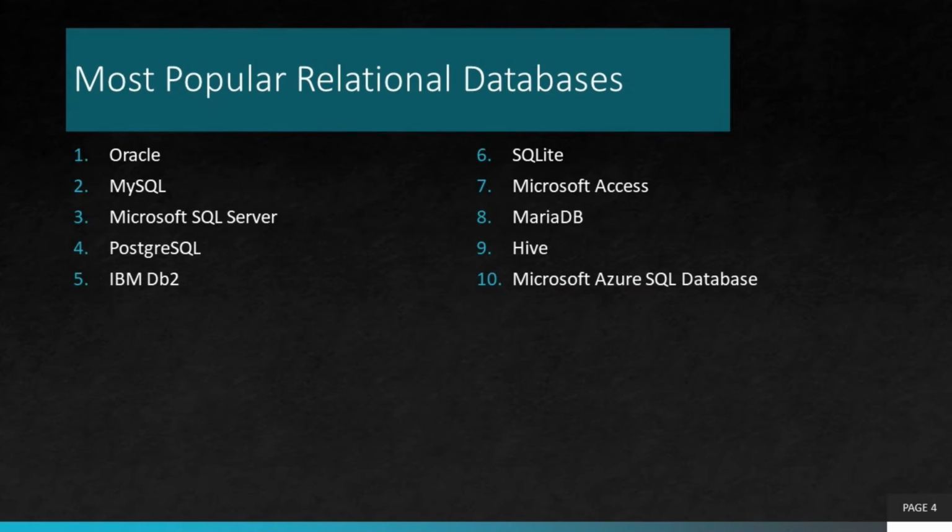Now, there are countless commercial as well as open source databases. So the top 10 most popular relational databases are Oracle, MySQL, SQL Server, PostgreSQL, IBM DB2, SQLite, Microsoft Access, MariaDB, and Microsoft Azure SQL Database. If you're completely new to database administration and you want to go deeper in one of these fields, you can check out my additional courses.